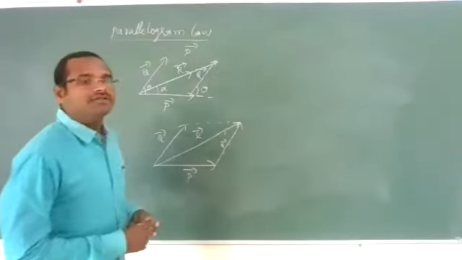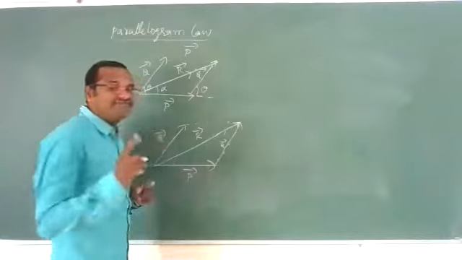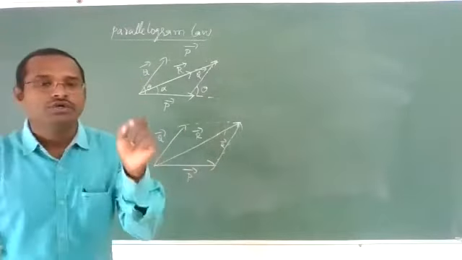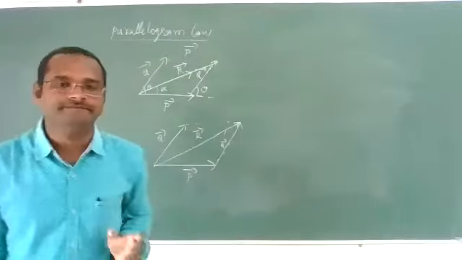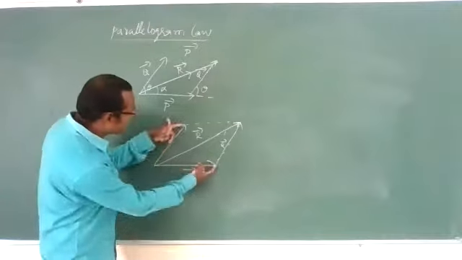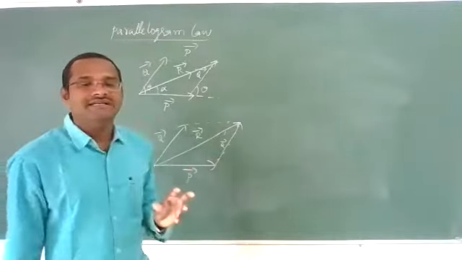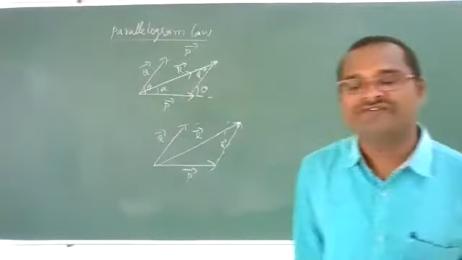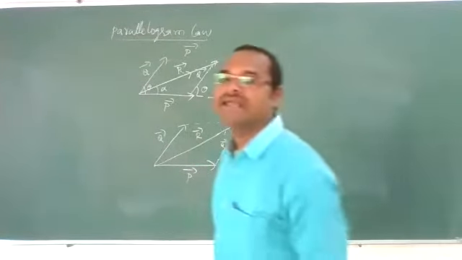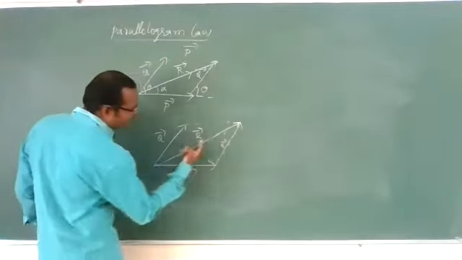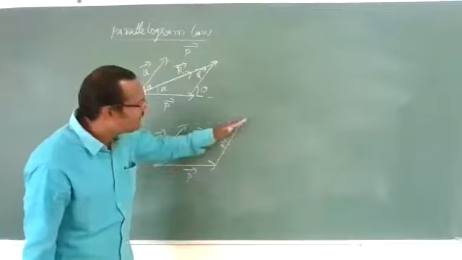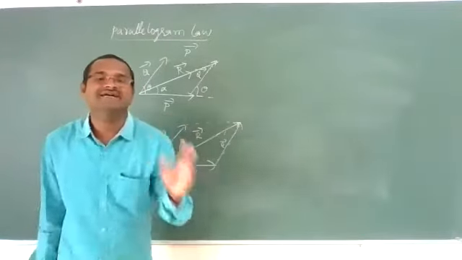Yeah. So the statement says: if P bar and Q bar represent two sides of a parallelogram, if P bar and Q bar represent any two sides of a parallelogram, then the resultant, or sum, of these two vectors is given by the diagonal of this parallelogram. The diagonal of this parallelogram gives the resultant of these two vectors.